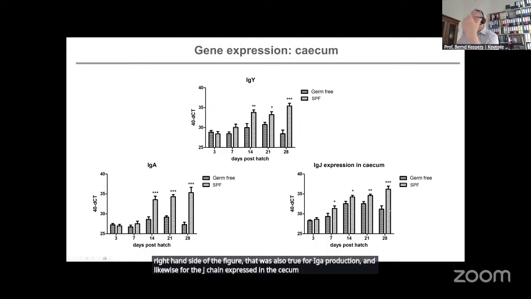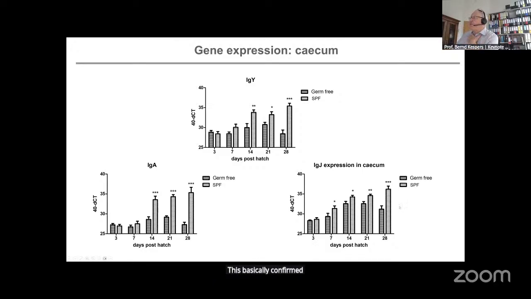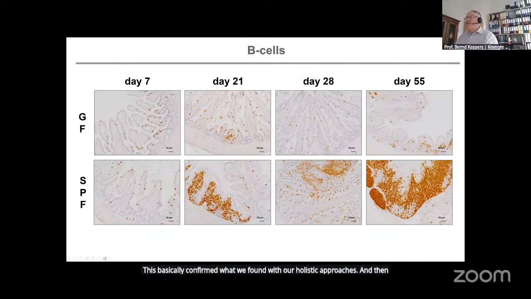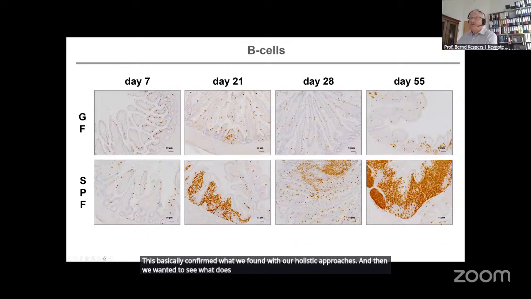So this basically confirmed what we found with our holistic approaches, and then we wanted to see what does it look like in the gut. And if you look here, the germ-free birds, on day 7 we have very little B cells, almost no B cells. Day 21, no B cells.